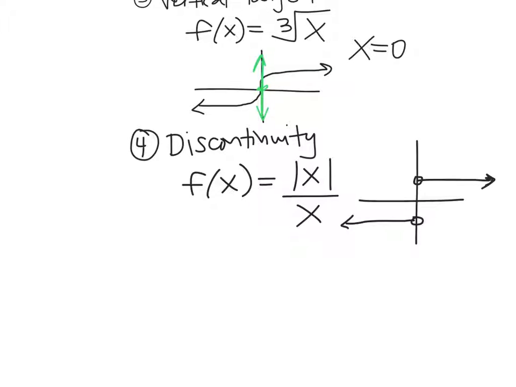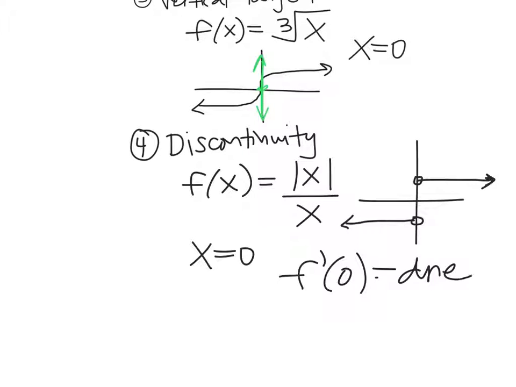So here, at x equals 0, now it doesn't have to be at x equals 0. These are just basic graphs. They haven't been shifted or anything. At x equals 0, there is no derivative. f prime of 0 does not exist because there's no point there. There's a discontinuity at 0.